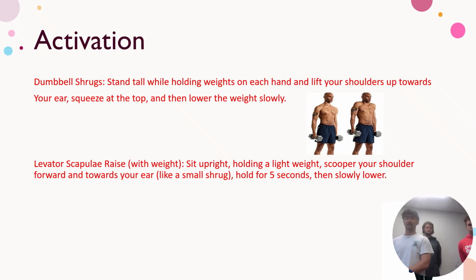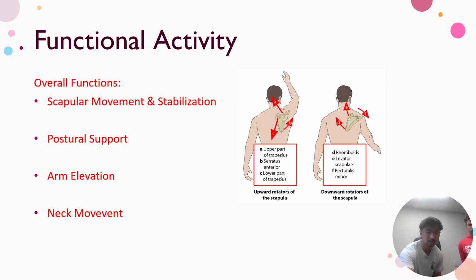For the levator scapulae, do levator scapulae raises with the weight. Sit upright, holding a light weight. Scoop your shoulder forward and towards your ear like a small shrug. Hold it for about 5 seconds and lower the weight slowly back down.